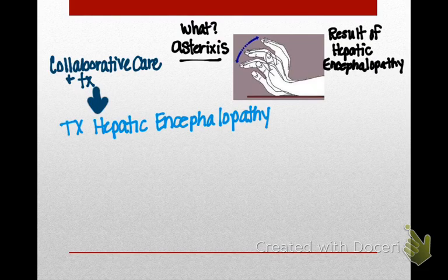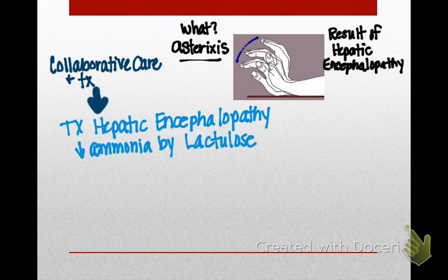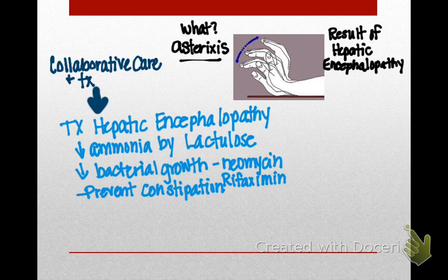It's basically a result of hepatic encephalopathy, but I've got collaborative care here. How do we treat hepatic encephalopathy? What are we going to do about it? Well, we're going to decrease the ammonia with lactulose. This is an important med to know, lactulose. Lactulose decreases pH, decreases bacterial growth, and it traps ammonia in the gut. And if you've ever administered this and taken care of anybody on lactulose, you'll never forget it. They usually have diarrhea.